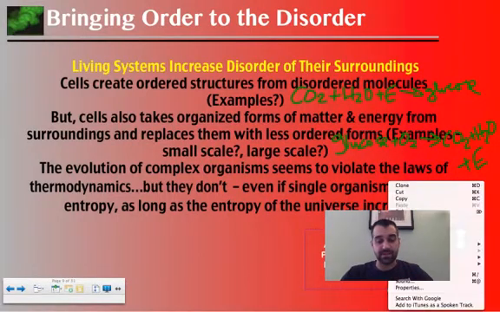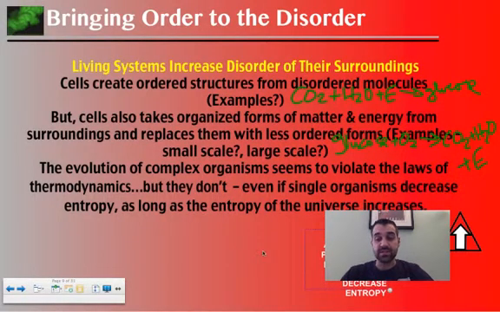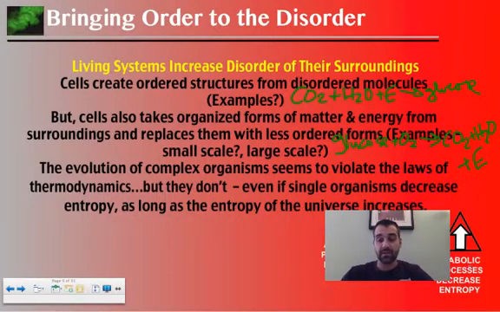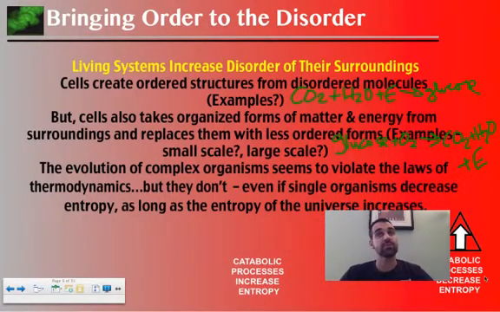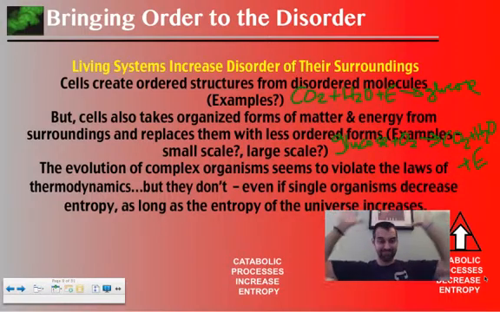If anabolic processes decrease entropy, then it makes total sense that catabolic processes increase entropy. And this shouldn't surprise you. Catabolism creates disorder, catastrophe. Anabolism creates localized order. And there's a balance, but there's always an increase in entropy.